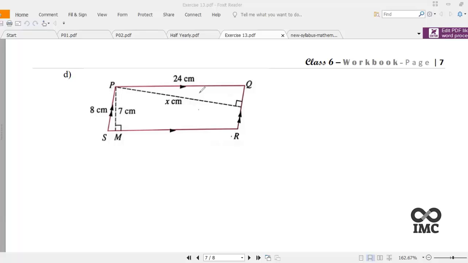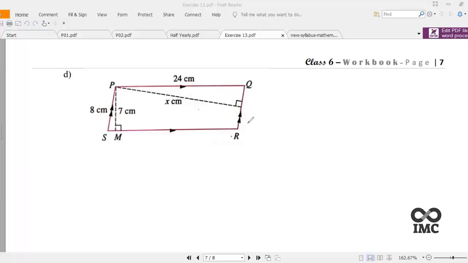Here, the question asks to find out the value of x. Okay, so here we can see that this one is a parallelogram. How can you identify? Look, here opposite sides are equal and parallel. That means we can say that these two sides are equal and parallel. These two sides are equal and parallel. That means it represents a parallelogram.